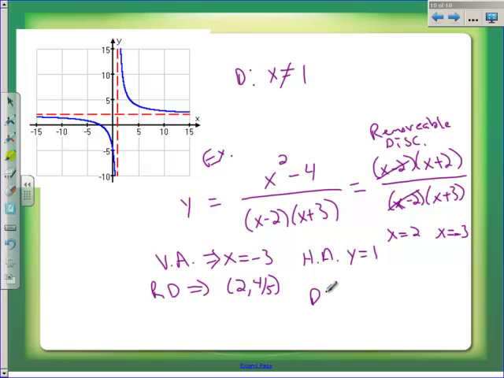We would have a domain of x cannot equal 2 and x cannot equal negative 3. Even if it's a hole or a vertical asymptote, we still remove those from our domain. And then we'd go through and do our test points and all that other stuff.